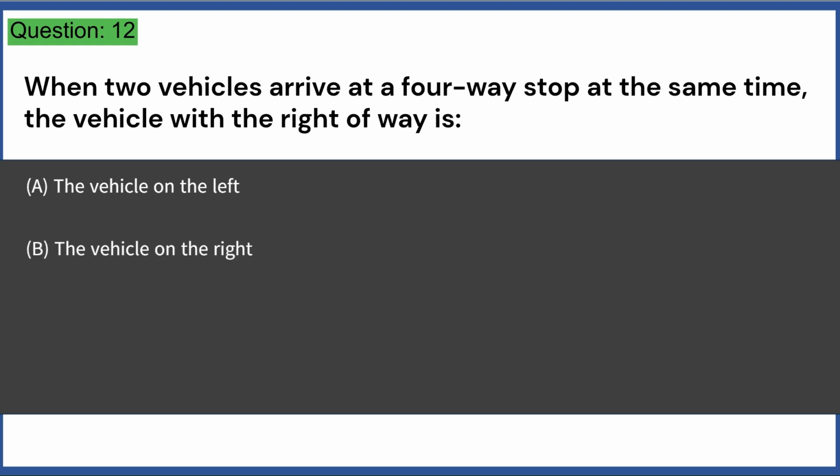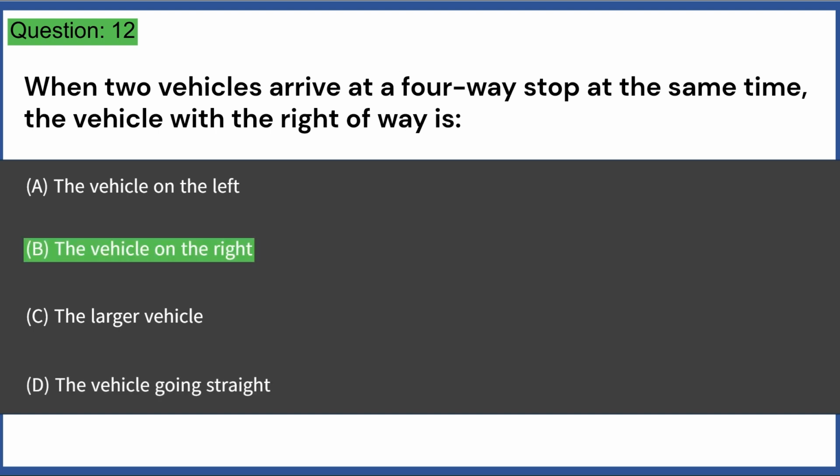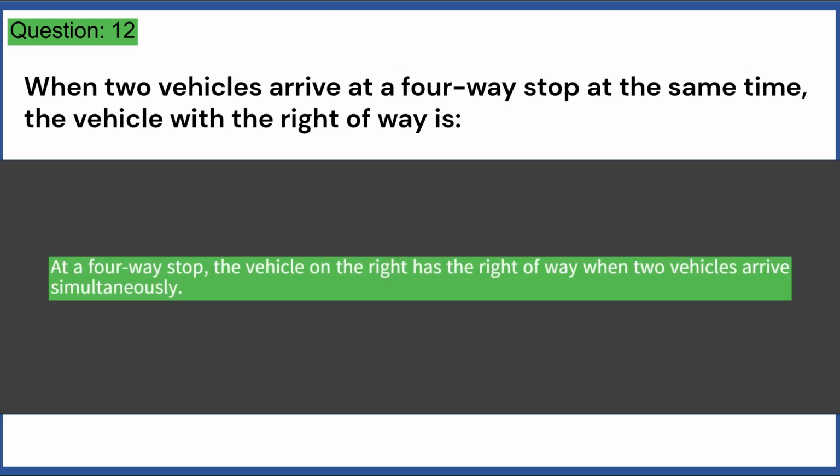B. The vehicle on the right. C. The larger vehicle. D. The vehicle going straight. Answer: B. At a four-way stop, the vehicle on the right has the right-of-way when two vehicles arrive simultaneously.